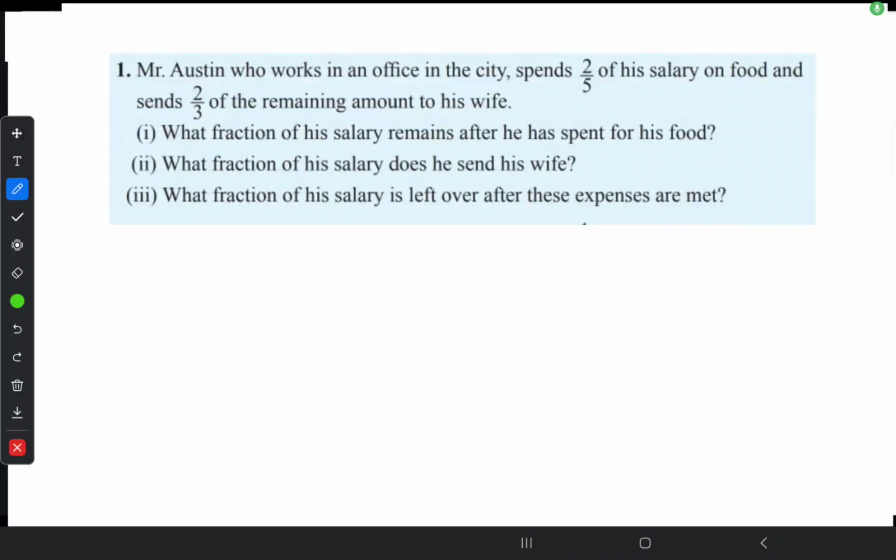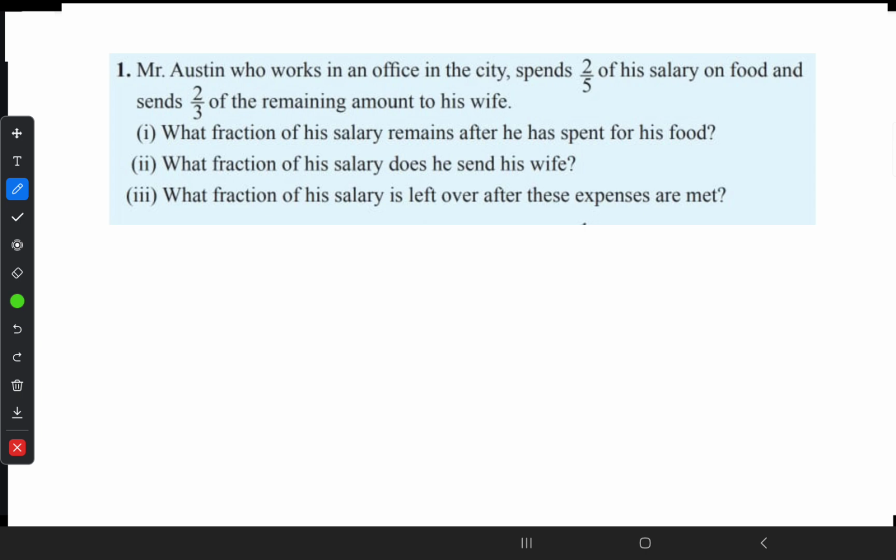Fraction type of question. You should understand what is given in the question. Thereafter, you should construct a small table or a small pictorial diagram, rather than using the data in statements. If you draw a small diagram with the relevant fractions, that will give you more idea about the question. That's what I'm going to do.